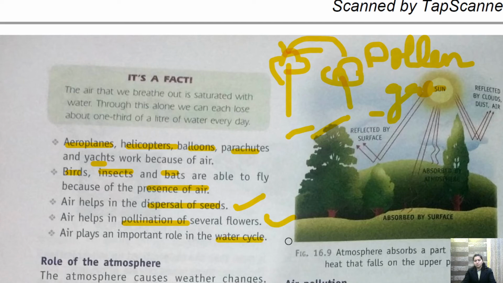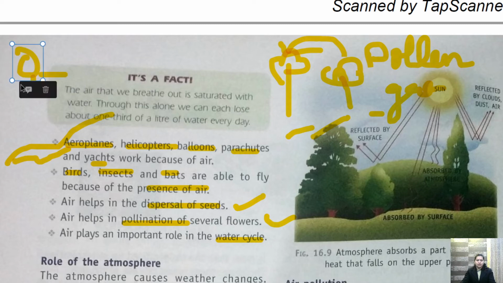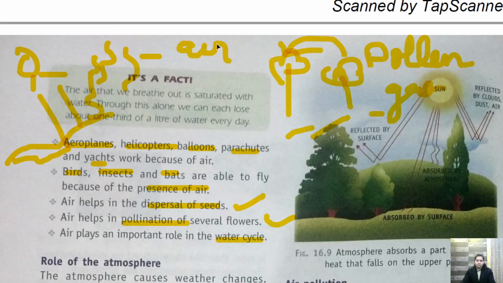How is it important for the water cycle? What is water cycle? Water cycle is basically ये water है, ठीक है, सन की लाइट पड़ती है तो क्या होता है, वाटर हीट हो जाता है and it starts to evaporate. अब ये जो इवेपोरेट हो रहा है ये कहाँ पे हो रहा है, एयर में हो रहा है. Okay, and this becomes cloud. Okay, and again it rains. So this is a complete water cycle.